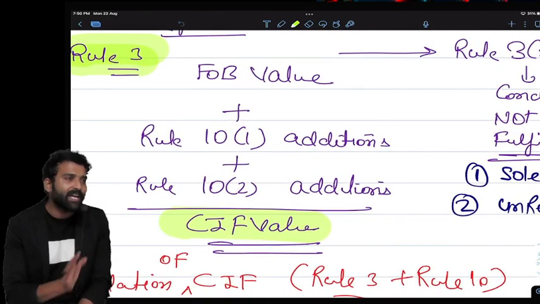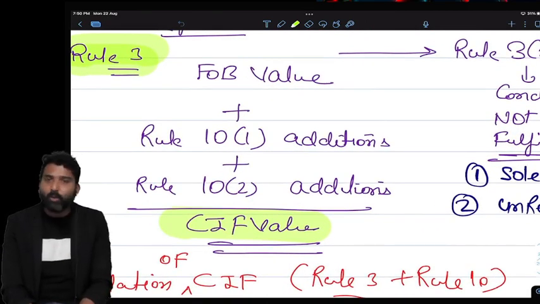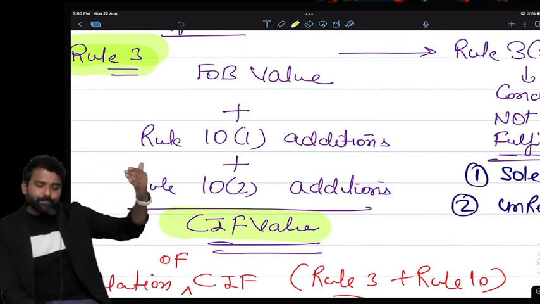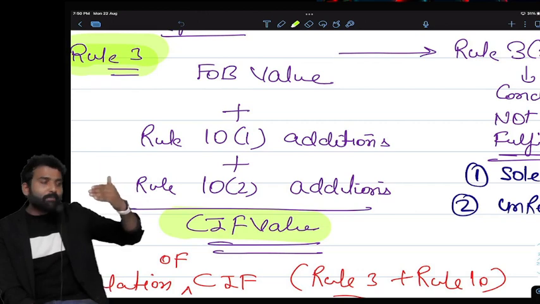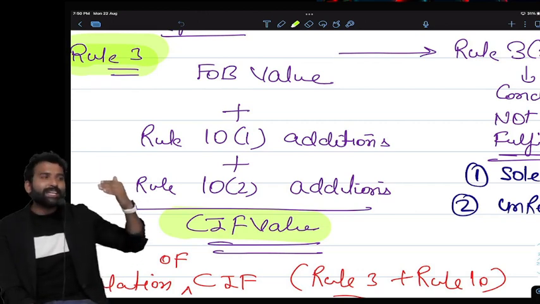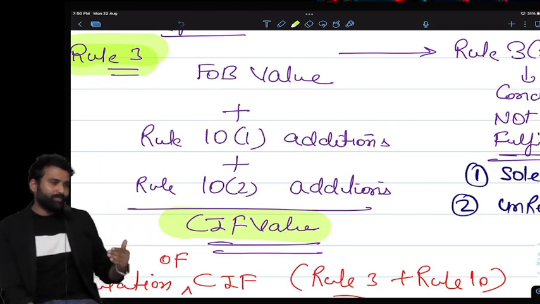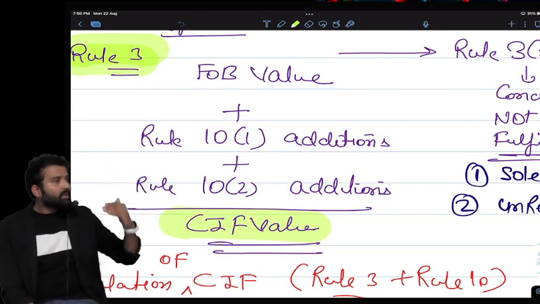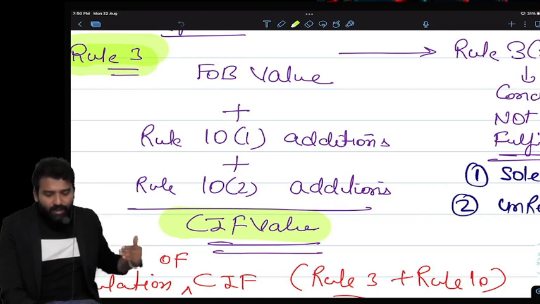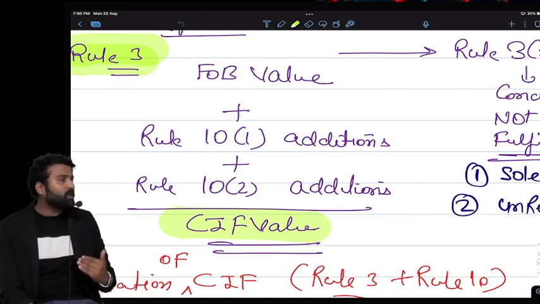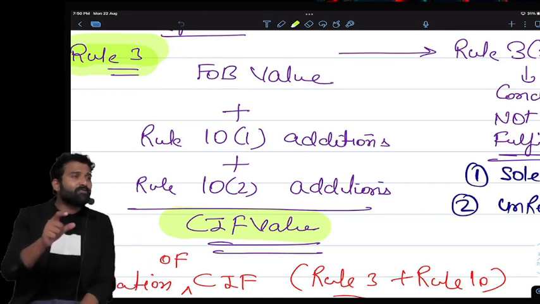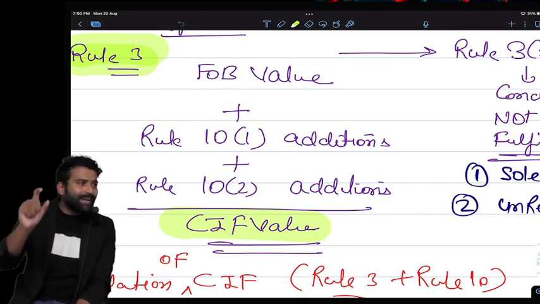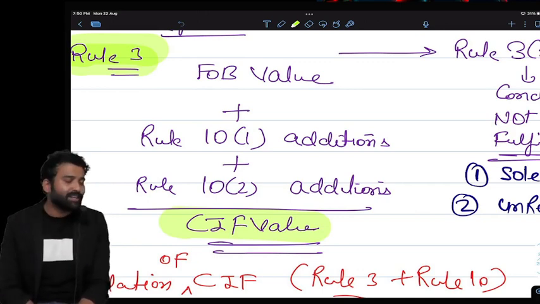There is a formula given in the rule. And what is the formula? Start with FOB value, FOB price. You have to do some additions of rule 10.1 and 10.2. So FOB value plus 10.1 plus 10.2. All these will be added to calculate CIF value. So what is the formula of calculation of CIF value for the purpose of import? FOB plus some additions in rule 10.1 plus some additions in rule 10.2.